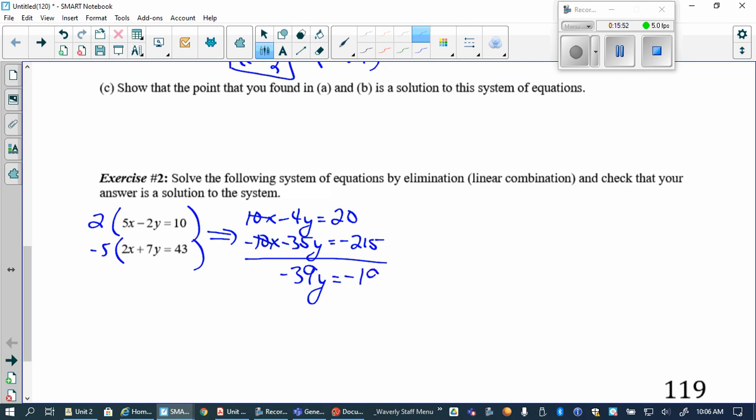195. So y equals, what is it? Positive 5. Wouldn't that be negative? Yeah, positive 5. Okay, so now we've got to get the x value.